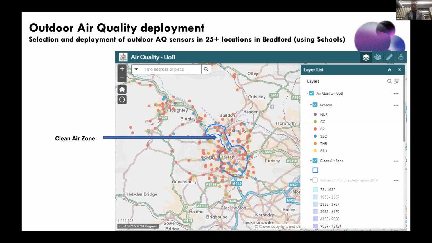And what we're doing in terms of selection of schools is we're looking at the locations with respect to the clean air zone, how far they are from the clean air zone, but also what sort of school and educational establishment it is. Is it a primary school? Is it a secondary school? In addition to that, as it shows on the right-hand side, we are looking at indices of multiple deprivation, which looks at a number of socioeconomic parameters for the area, including education, income, and employment.